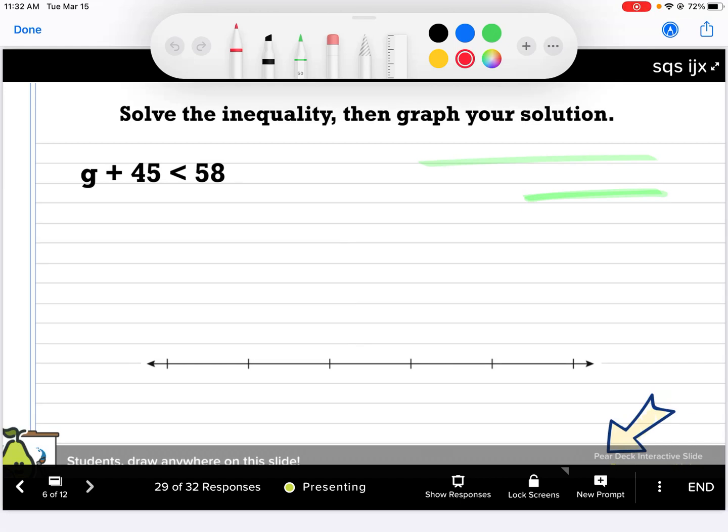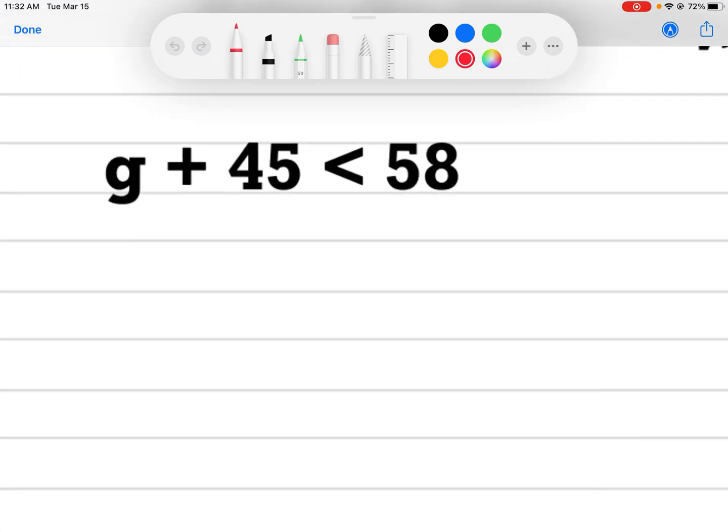Let's work on solving and graphing inequalities. So a reminder, when we're solving inequalities, it's just like solving equations. The only difference is rather than an equal sign, you have an inequality symbol. So let's go ahead and start off with our basics of solving equations.